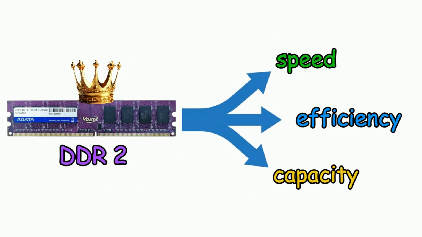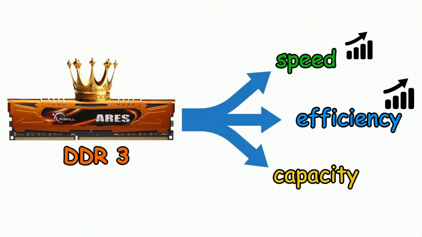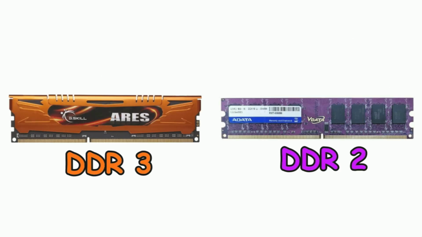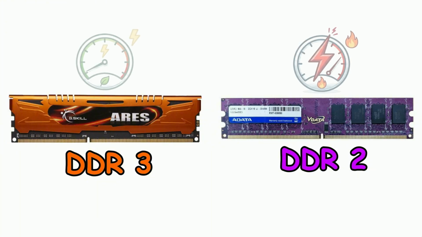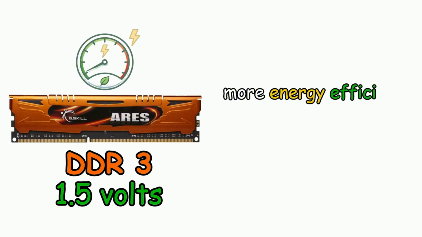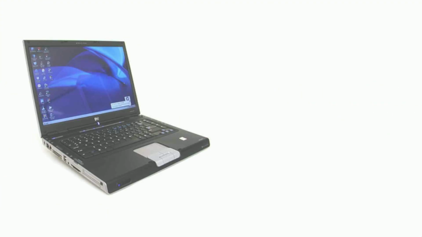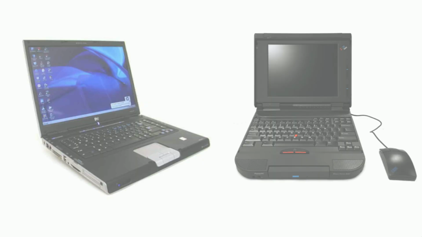It continued the improvements introduced by DDR2, providing higher speeds, lower power consumption, and support for larger memory capacities. Compared with DDR2, DDR3 generally operated at a lower voltage. Standard DDR3 typically used around 1.5 volts, compared with around 1.8 volts for DDR2. This made DDR3 more energy efficient and helped reduce heat, which was especially useful in laptops and other portable devices.